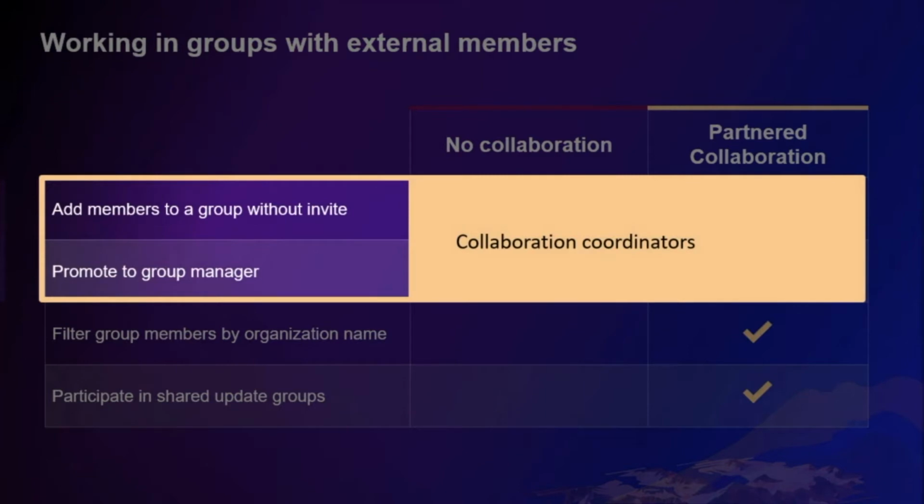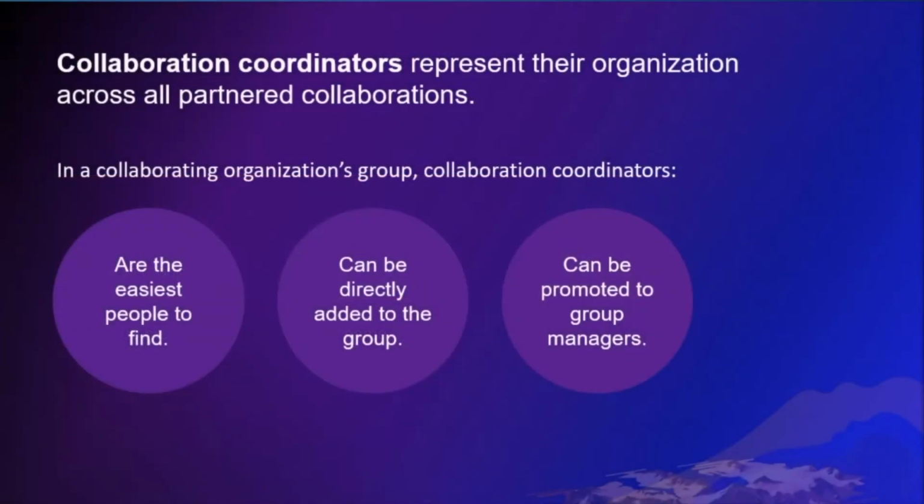It's important to note that these top 2 points are facilitated through a collaboration coordinator. Organization administrators specify who will be the collaboration coordinators for their organization. You can think of collaboration coordinators as the point people to represent the organization across all partnered collaborations. In a collaborating organization's group, collaboration coordinators are the easiest people to find. They can be directly added to the group, and they can be promoted to group managers. The key takeaway from this last point is that you as an administrator can delegate the responsibility of inviting members from other organizations to groups owned by your organization.